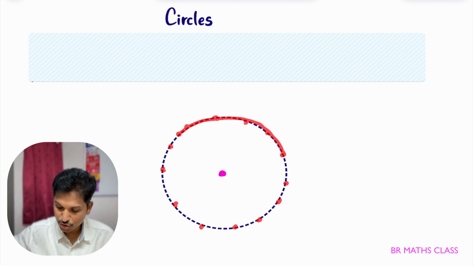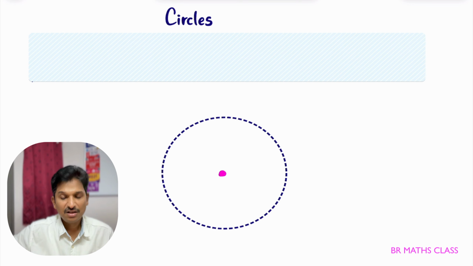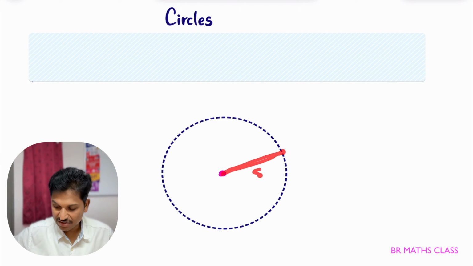If we join them, you will get a circle. What is the definition of a circle? Set of all points in a plane which are equidistant from a fixed point. Suppose this point is here, and suppose this is 5 units. If I take one more point here, this is not 5 units. We can easily understand that. You need to take points in such a way that they are equidistant from the fixed point. This length, this length, this length.